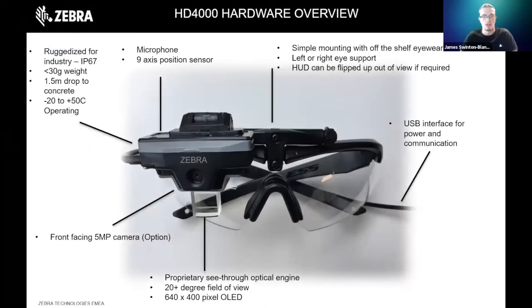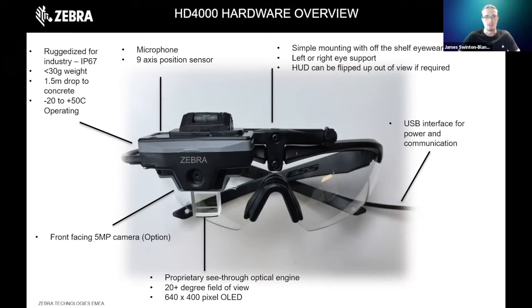So this is our HD4000 that you can see on the screen here, mounted to a pair of safety goggles. As with most of our products, it's ruggedized for industry, and it's been given an IP67 rating, weighs less than 30 grams, will resist a 1.5 meter drop to concrete, and will operate between -20 and +50 degrees Celsius. So well ruggedized for industry.